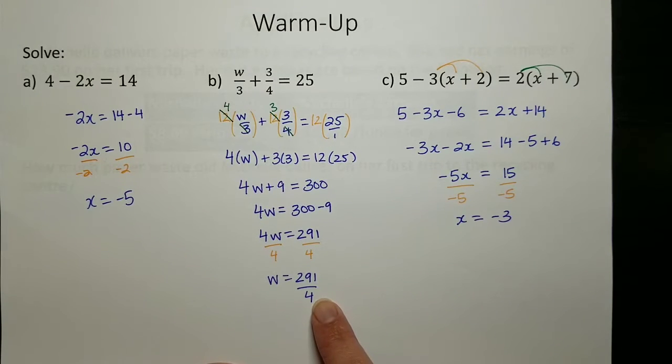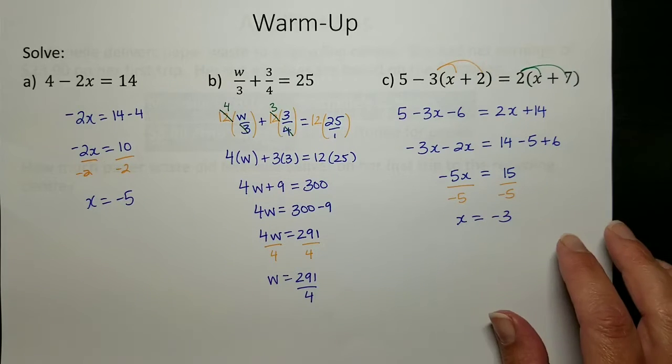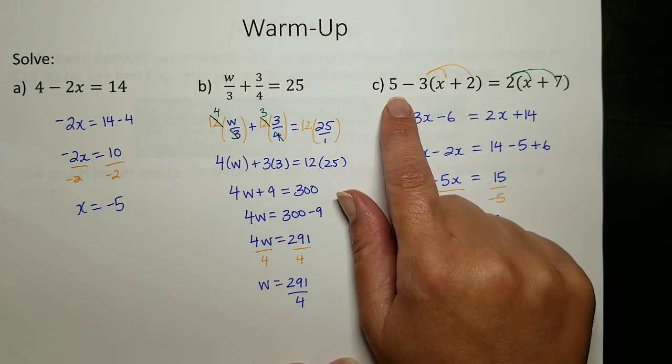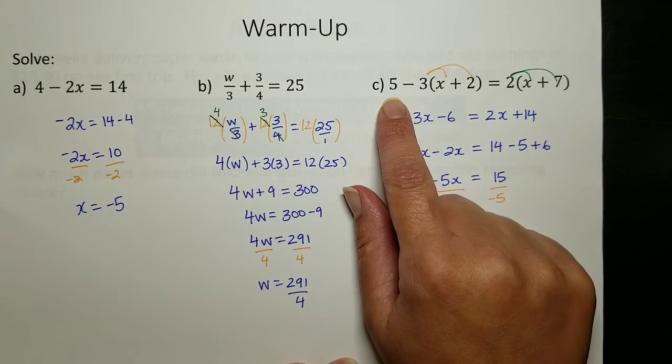Remember, we're not going to put that into our calculator and make it a decimal unless it's a word problem. If it's just a number like that, in a regular solve for the variable question, you leave it as a fraction. The third example has another kind of common spot where you have to be careful with not making errors.